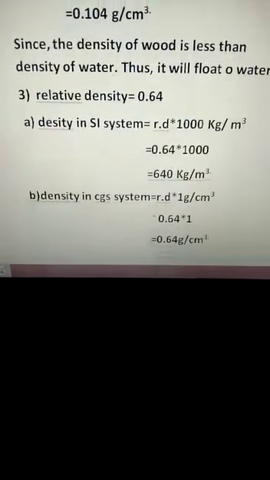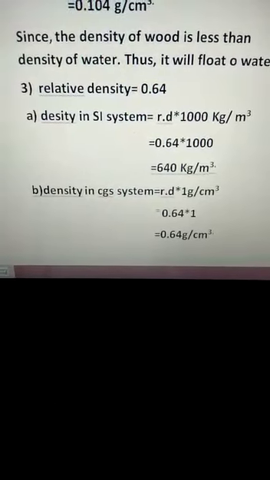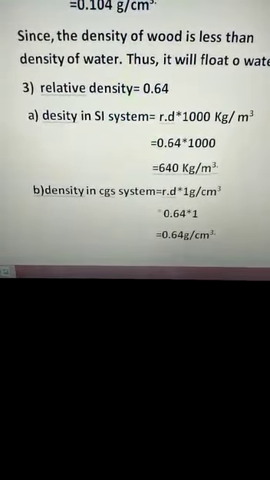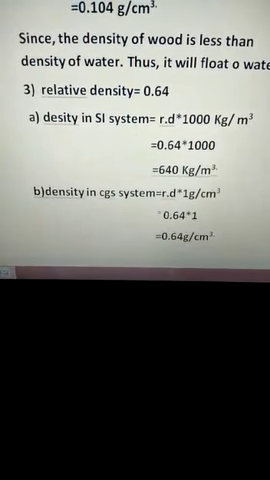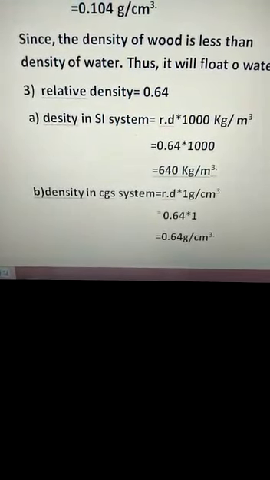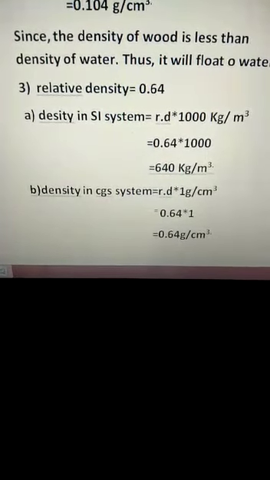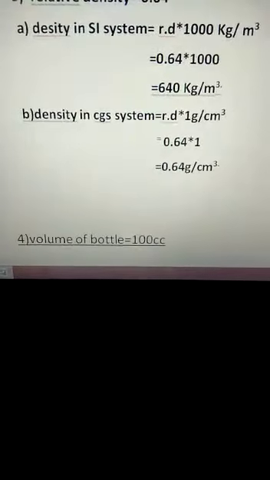Now relative density is given as 0.64. We have to convert it into the SI system and CGS system. In the SI system it will be relative density into 1000 kg per meter cube, so that will be 640 kg per meter cube. And in the CGS system that will be multiplied with 1, so that will be 0.64 gram per centimeter cube.